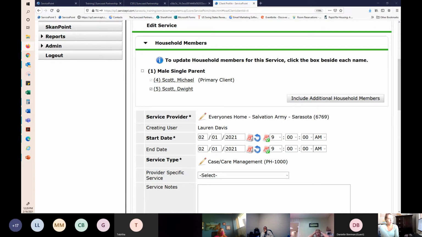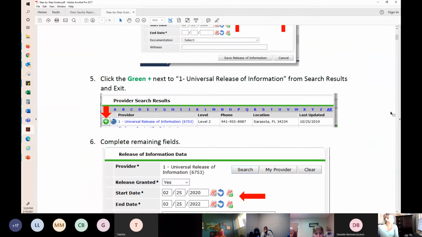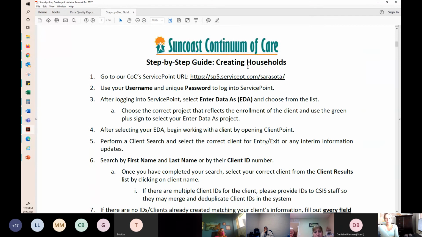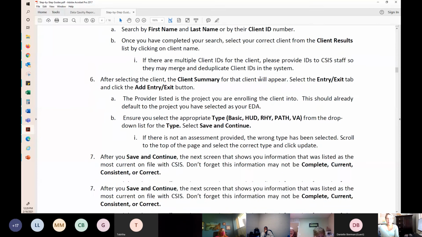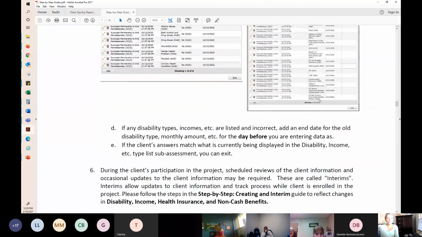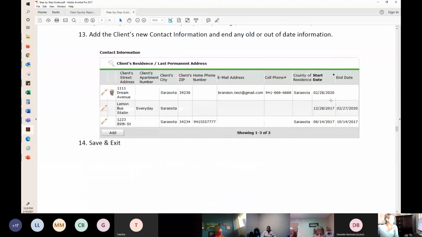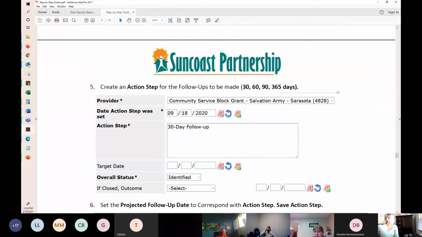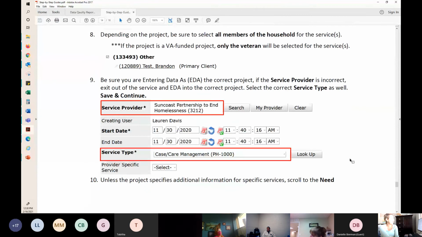I do have step-by-step guides that you will all be receiving, so I hope you don't think that you had to retain all of this information as we were going along. You do not. There are, I believe, 9 or 10 different step-by-step guides that you will all get. This is creating an ROI. Creating a household. We went through that. Entry exits, doing our HUD verifications. So you will all have access to this information after training today. Creating a service. So this is what we're doing right now. We're right here.